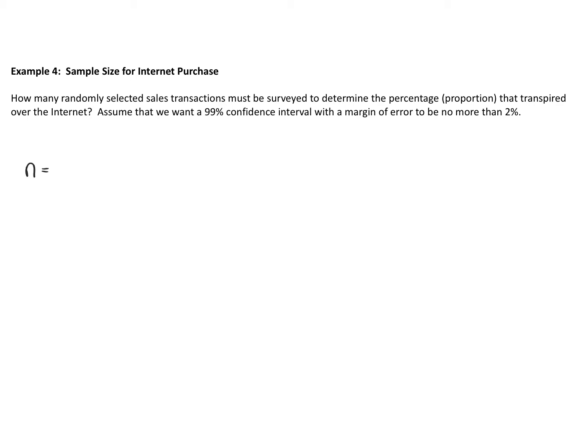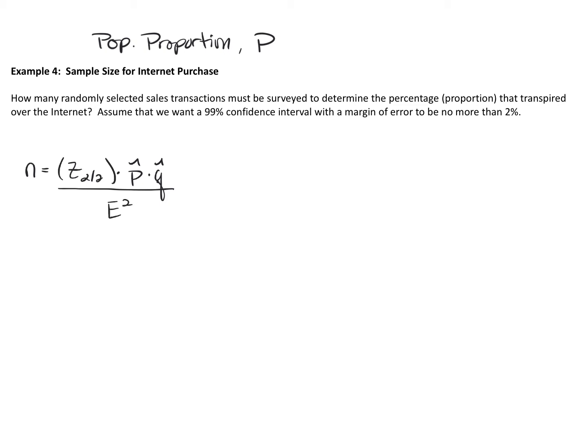So if we are interested in estimating a population proportion, so let's just remind ourselves that a population proportion is some p-value, then the formula that you use is n equals your critical value of z sub alpha divided by 2 times p hat times q hat, and divide that by your margin of error squared. And keep in mind here that your margin of error, when you put it into the formula, if you are given the margin of error as a percent, you want the decimal equivalency, okay? All right, so this means that we need to know what p hat is.